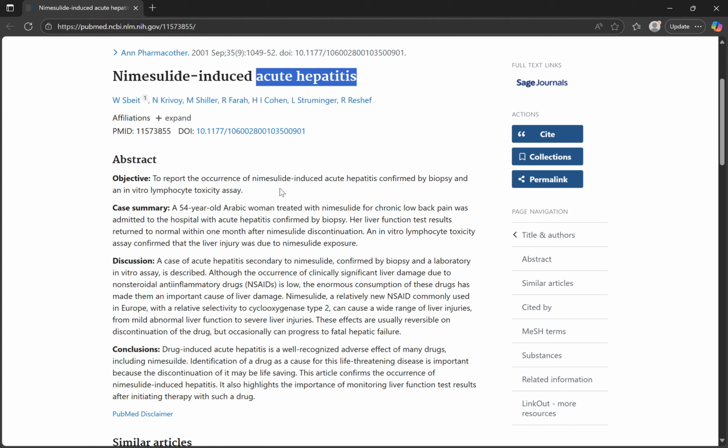All right. If we look at the abstract, firstly we have the objective, that is to report the occurrence of nimesulide-induced acute hepatitis confirmed by biopsy and in vitro lymphocyte toxicity assay. Again, what we are talking about here is the induced acute hepatitis, which is due to the drug nimesulide, and it is confirmed by biopsy and in vitro lymphocyte toxicity assay.